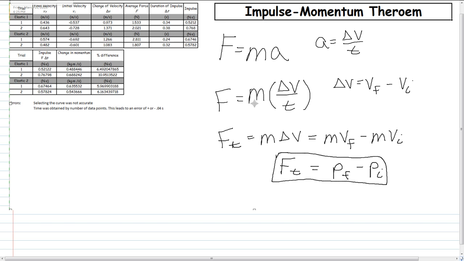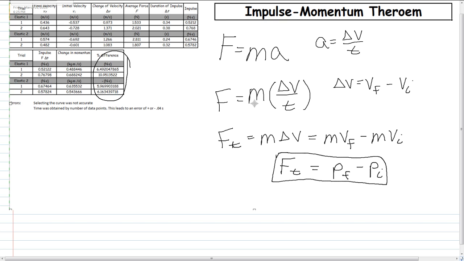Now if I look at my data that I got from my lab, I notice that these are somewhat similar. And as a matter of fact, here is the percent difference. I'm about 6 here, I'm almost 11 there, but I'm 6 here and 6 here. So 6% difference seems to be about the average.